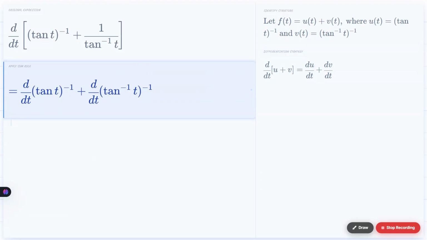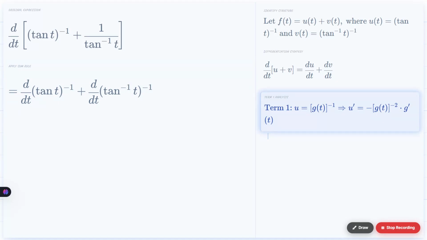We apply the sum rule by writing d/dt of tan⁻¹ plus d/dt of arctan⁻¹. We do this to separate the two terms. The sum rule lets us work on each term one at a time. We look at the first term, which is tan to the power of -1. We do this to decide which math rules to use next. This part needs the power rule and the chain rule.